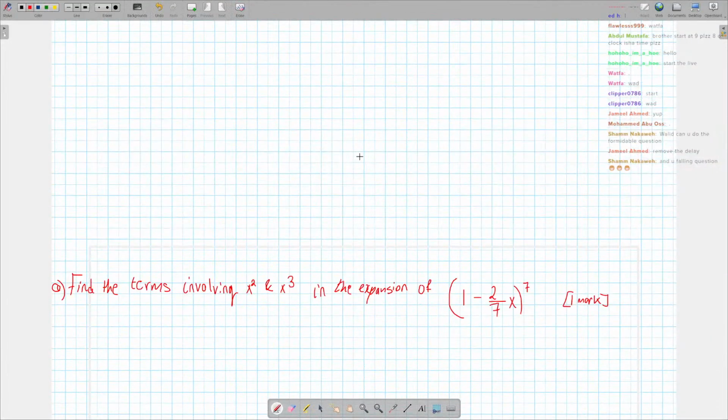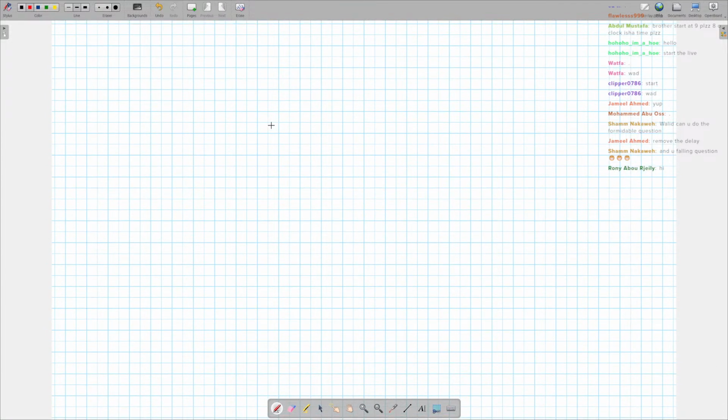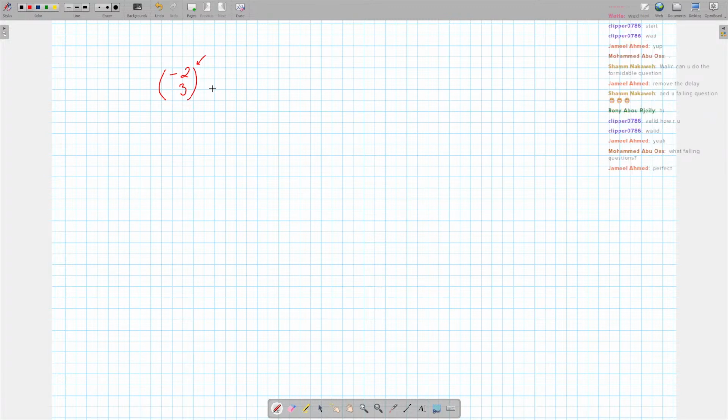I'm gonna start أول شيء with explaining. Some people still don't get how to do negative factorials. Okay, I'll show you how to do negative factorials. The negative factorials, you have this way.